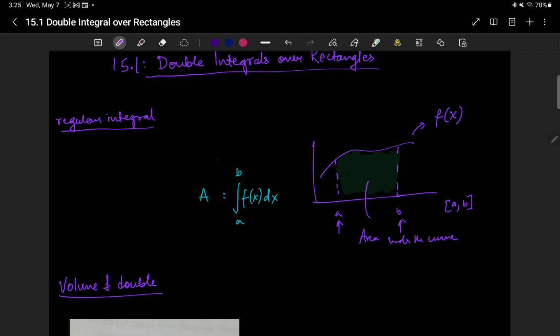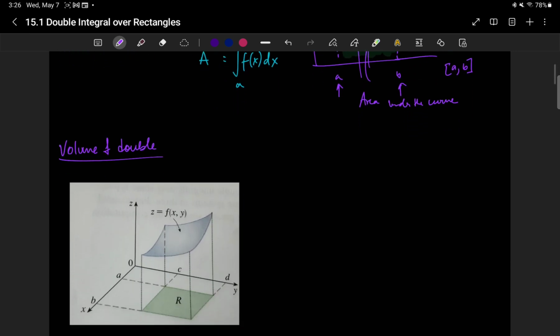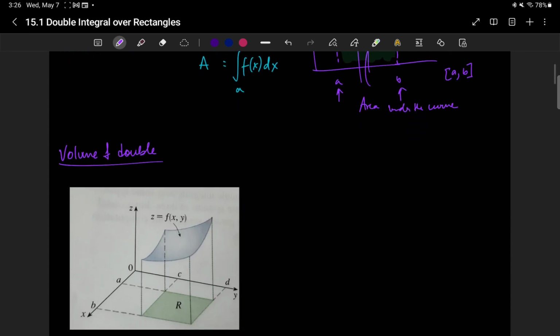And what it really is, we take these really small segments and we add all these rectangles, or add the areas of all these rectangles together, and that is a regular integral as we know it. Now, extending this integral to higher dimension, what we get is a double integral, which gives us the volume under a certain surface.